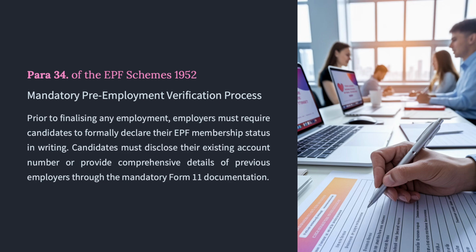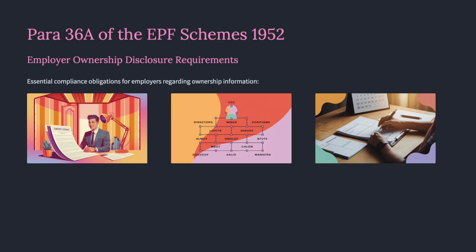Para 34 of the EPF Schemes 1952. Mandatory pre-employment verification process. Prior to finalizing any employment, employers must require candidates to formally declare their EPF membership status in writing. Candidates must disclose their existing account number or provide comprehensive details of previous employers through the mandatory Form 11 documentation. Para 36A of the EPF Schemes 1952.